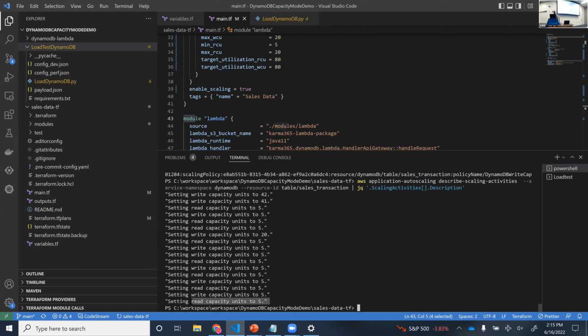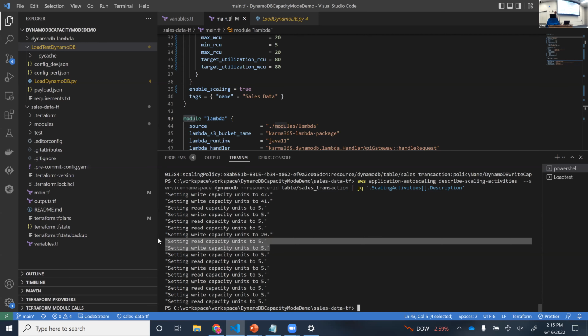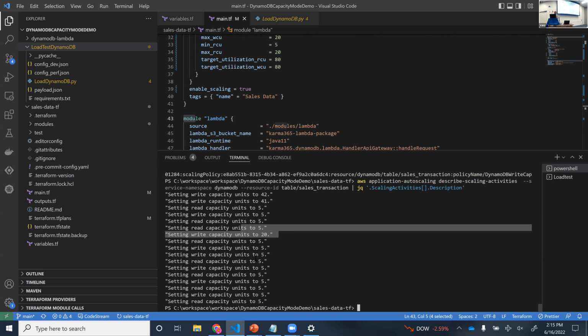So if you see here, it actually scaled down. Initially, it might have created the table with the max capacity, and then it scaled down, and it happens multiple times. If the utilization is nothing, it will again try to scale down. I think under the hood, it doesn't actually set the capacity unit, because it's already set to 5.